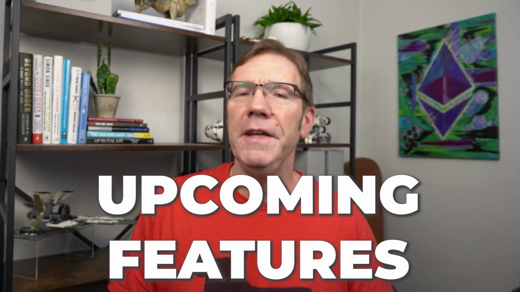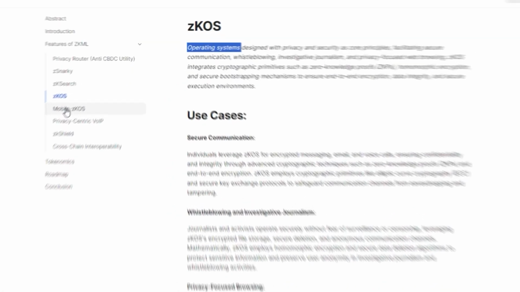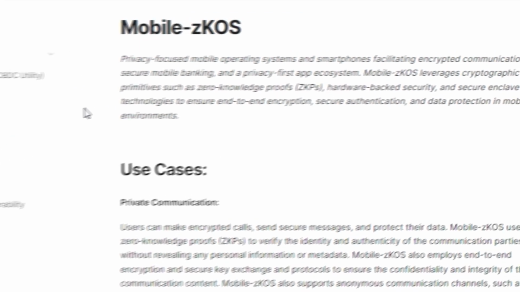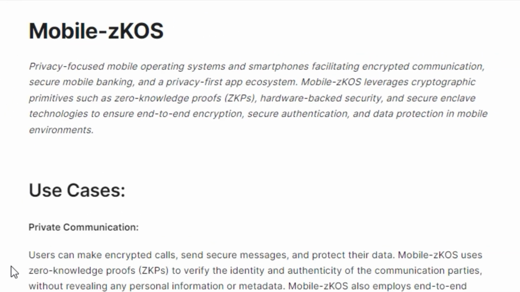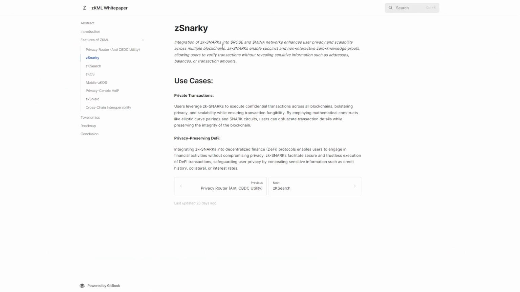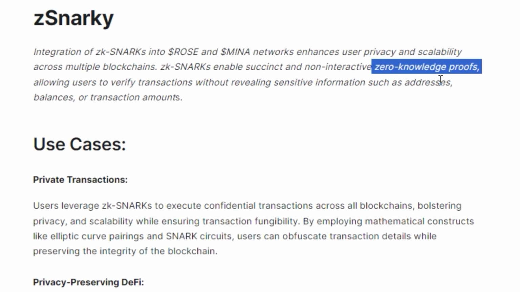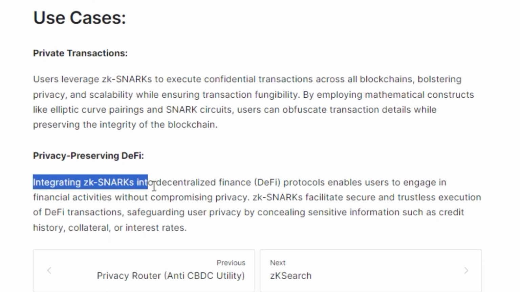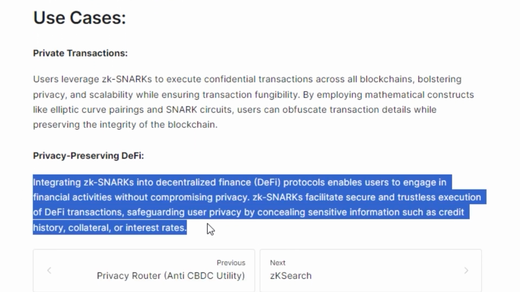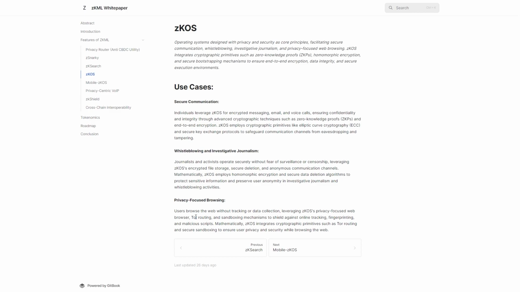The other upcoming features that they're working on right now include zkOS, which is an operating system. They also have a mobile zkOS. This is an operating system that is based on SNARKs, and SNARKs are a type of zero-knowledge proof. Apps would be able to build on the operating system to create an extremely secure and extremely private ecosystem where you could operate and transact very privately, and none of those communications would be able to be interrupted.